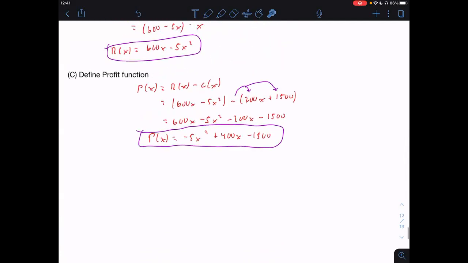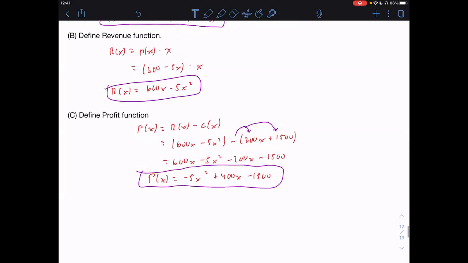All right, so now for part D, let's figure out here for part D.